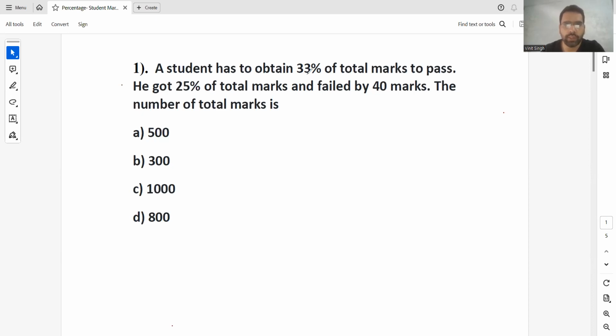A student has to obtain 33% of the total marks to pass. He got 25% of the total marks and failed by 40 marks. Find the total marks. A student needs 33% marks to pass an examination and he gets 25% and fails by 40 marks. We have to find the total marks of the examination.